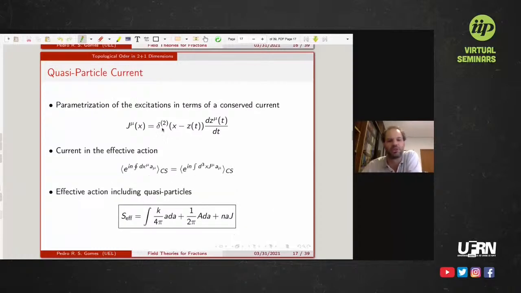If we parameterize the excitations in terms of conserved currents like this, then we can write that expectation value in terms of the current in the action. In other words, I want to say that the effective action, including the quasi-particle excitations, is nothing else than the original action in the presence of an external current. So this also will be useful in the study of fracton systems a little later.